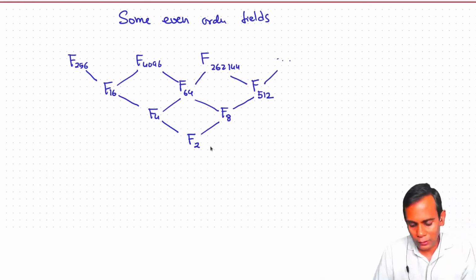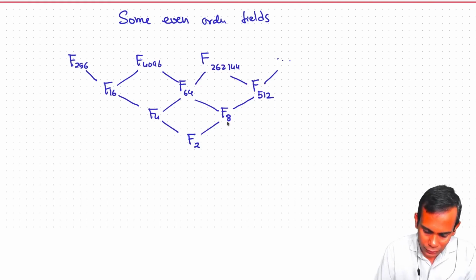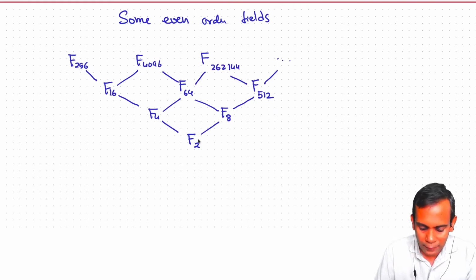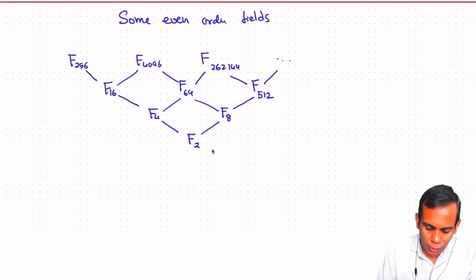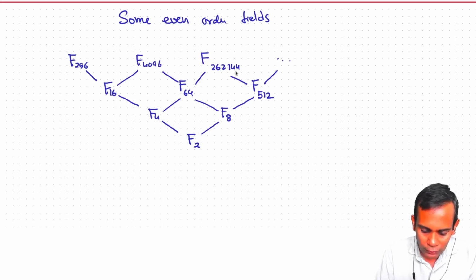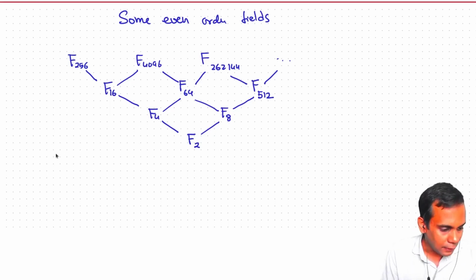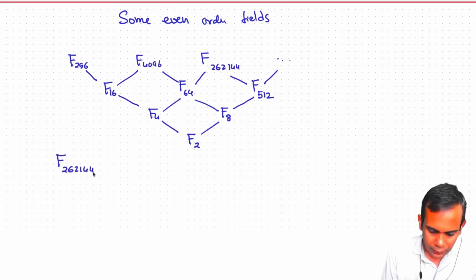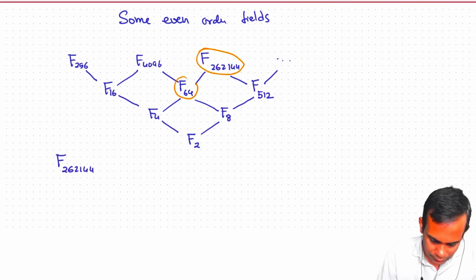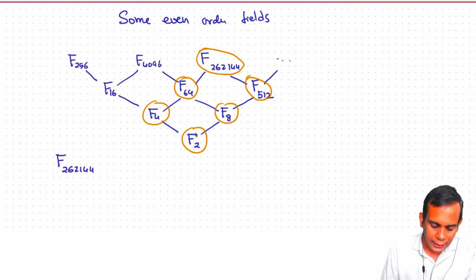Of course, these are not all the fields. There are more fields, even just containing F2 with nothing in between. A field of order 2 to the power p for every prime p contains F2. Now, in this example, a field of order 262144 contains how many subfields? So it contains exactly 6 subfields, including itself.